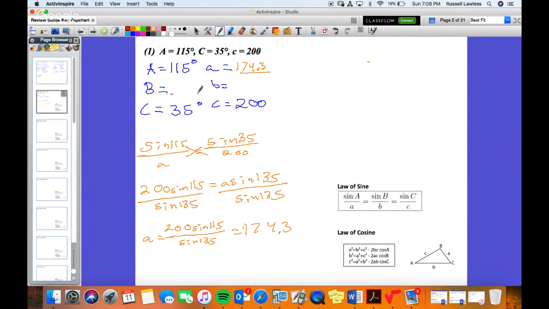Now, this angle is easy to find. All we've got to do is 180 minus 115 minus 35. Or you can add those two angles up and then subtract from 180. When you do that, you're going to get 30 degrees as that missing angle.